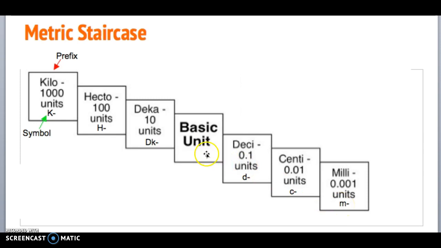If we go up, all right, we're getting bigger. So now we got deca, hecto, kilo. Deca is 10, hecto is 100, kilo is 1,000. The symbol for deca is DK. The symbol for hecto is H. The symbol for kilo is K. And these are called prefixes. So that means that they go in front of the unit.